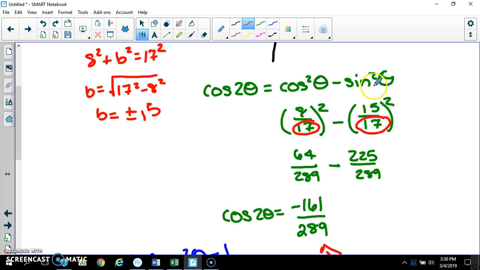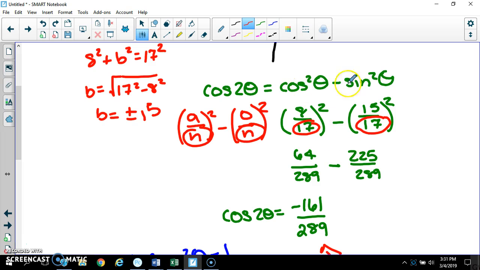Because if I'm doing cosine and sine, so cosine is adjacent over hypotenuse, and sine is opposite over hypotenuse, I'm always going to have the same thing in my denominator. So I don't have to worry about getting a common denominator. That's going to make my life a lot easier. So this is the method that's best to use in questions like this.